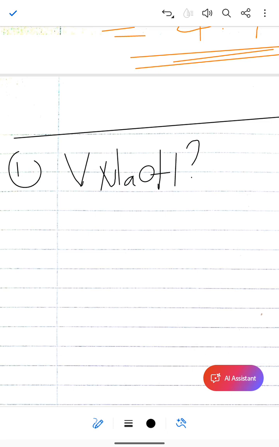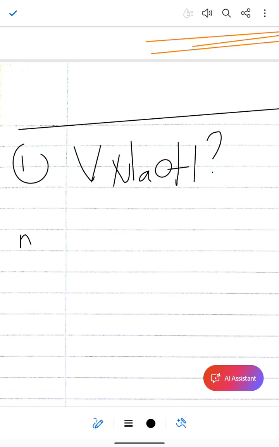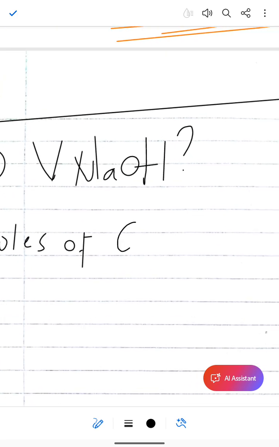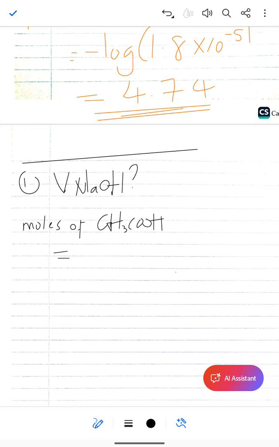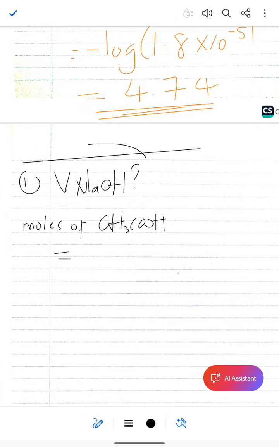Remember that the moles of the acetic acid here, you can find them. Maybe there is a question. Okay, moles of CH3COOH, right? How can we find this? We want to find the volume of this.